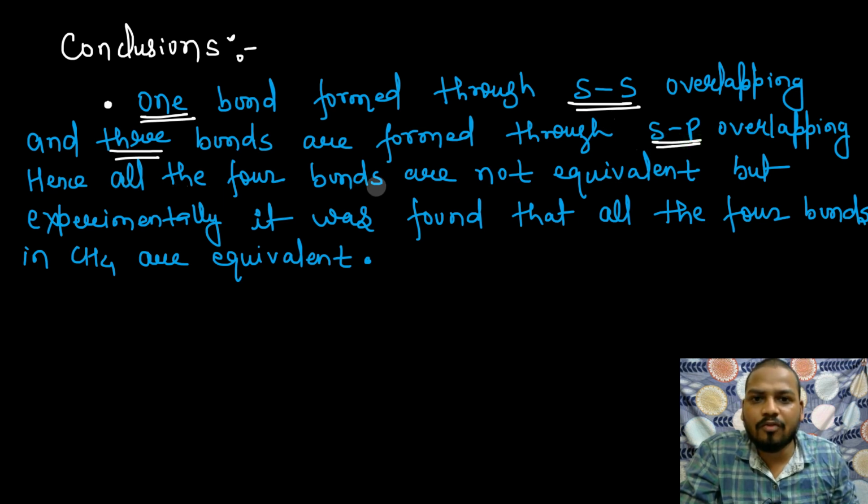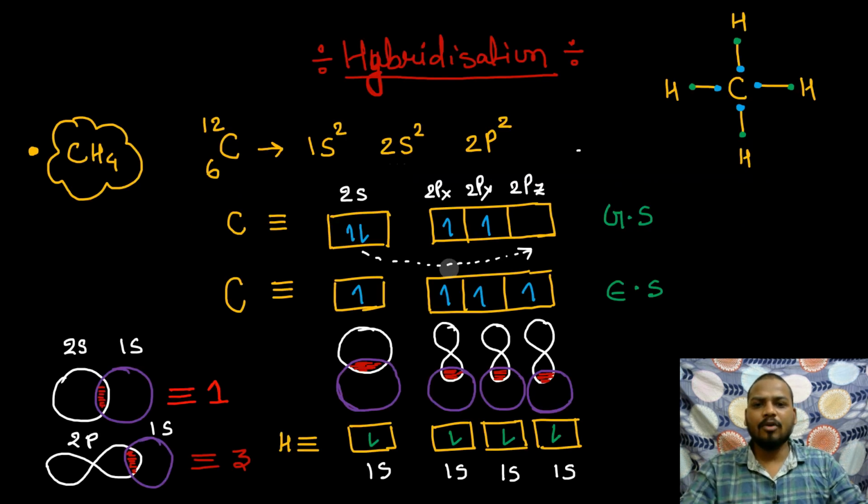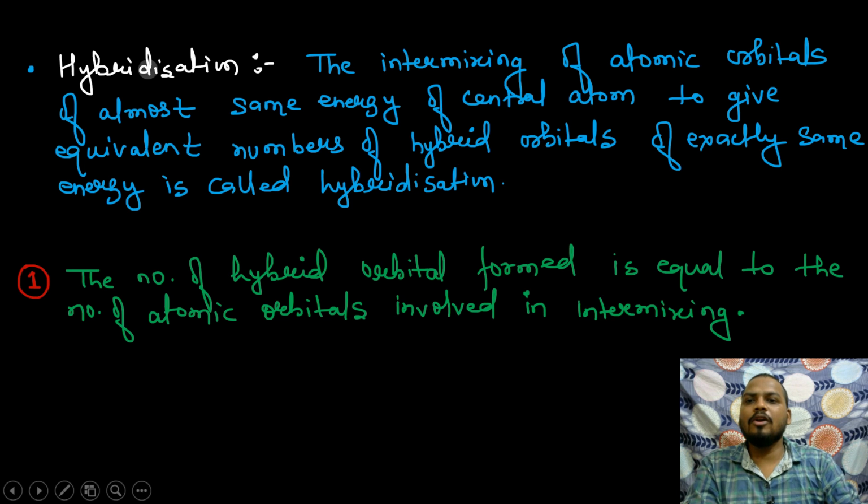Hence, all the four bonds are not equivalent, but experimentally it was found that all the four bonds in CH4 are equivalent. So, there should be something that happens before the overlapping of these atomic orbitals to form the carbon-hydrogen sigma bond, and that something is called hybridization.